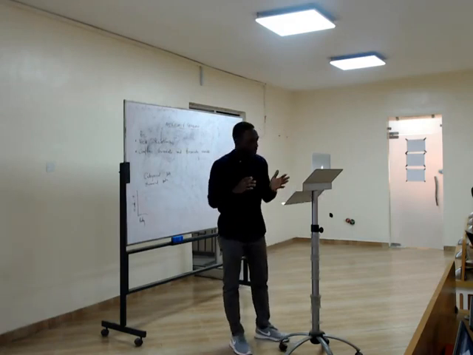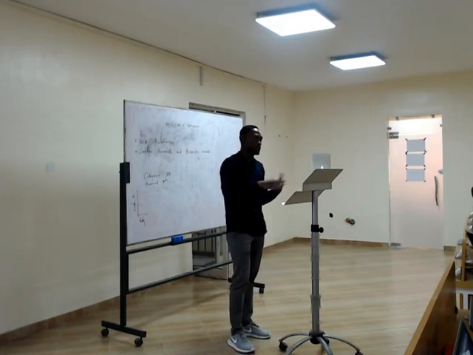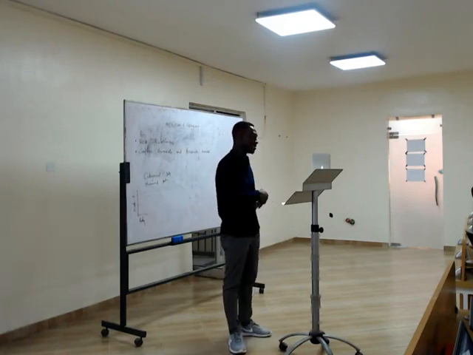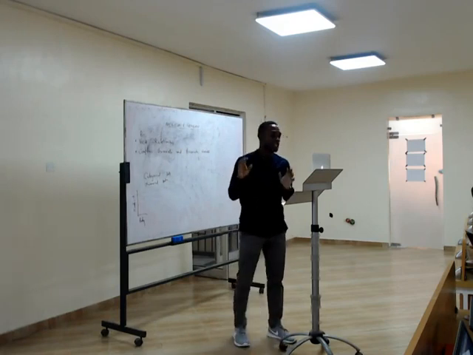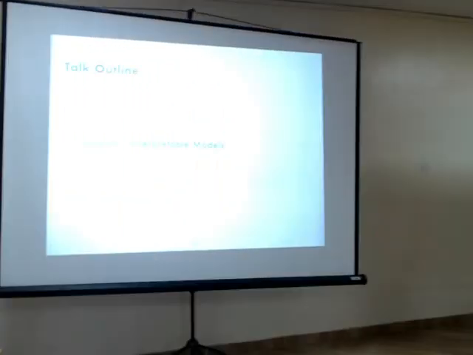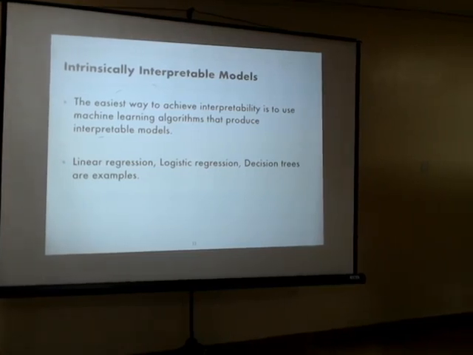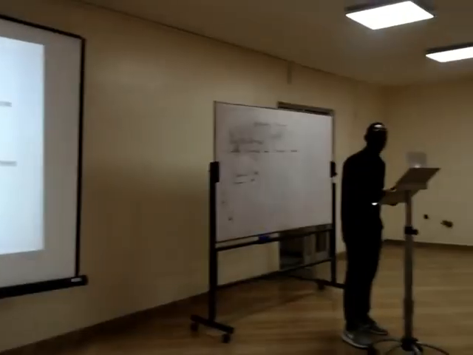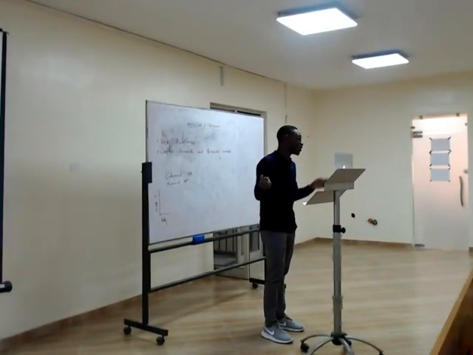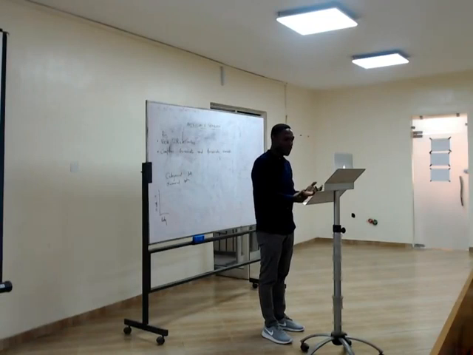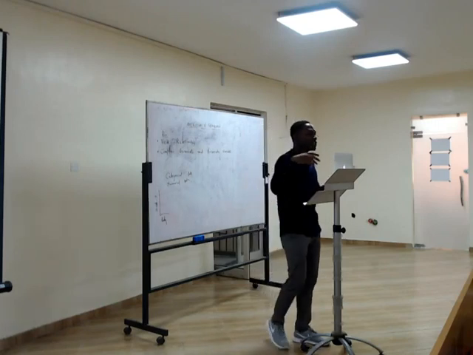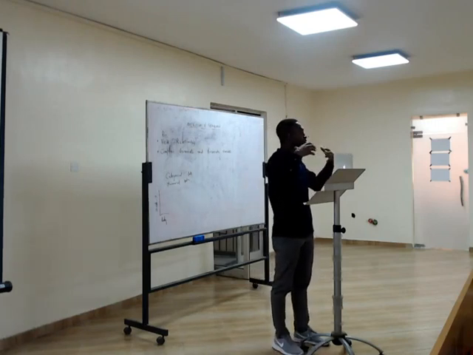So we've talked about why interpretability is important, why we care about it. And now we're going to talk about intrinsically interpretable models. If you go to the next slide, please. Cool, so the easiest way to achieve interpretability is to use models that inherently produce interpretable models. I know you don't like to hear that, but it's the truth. Use models like logistic regressions, which work very well in a lot of cases, and decision trees, which do not work very well. We know why. I'm not going to go into the reason why it doesn't work very well. But these models, in their structure, produce interpretable models.